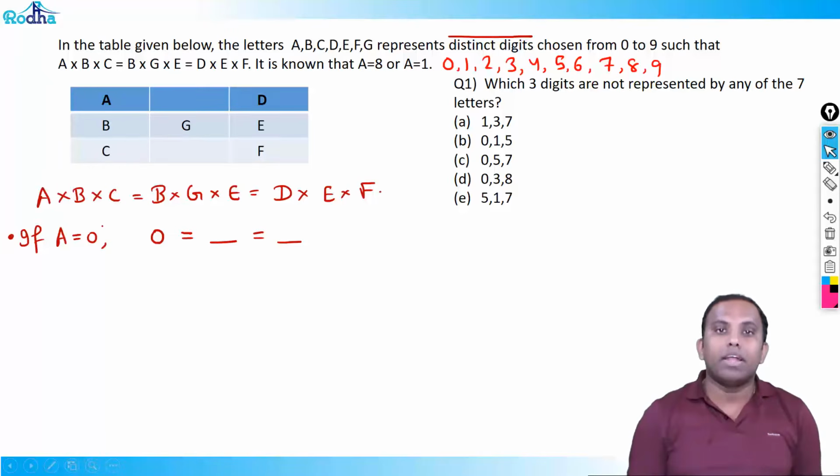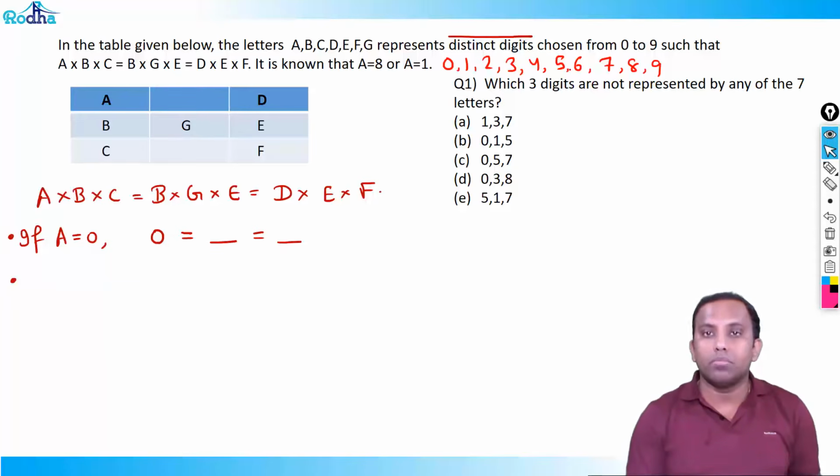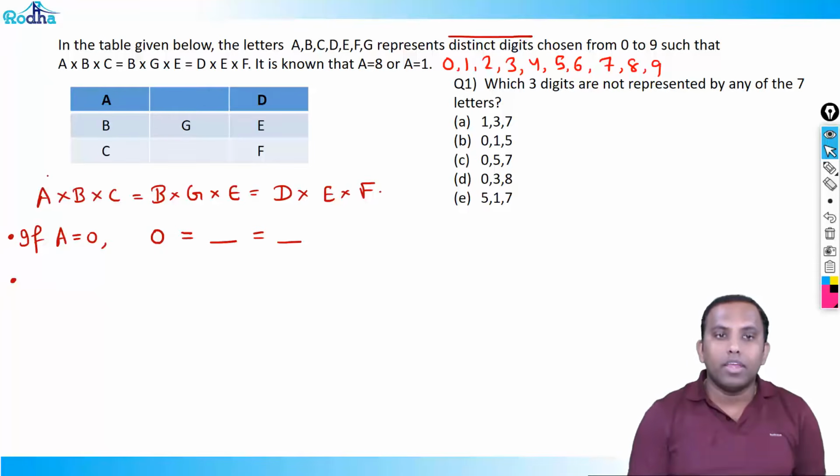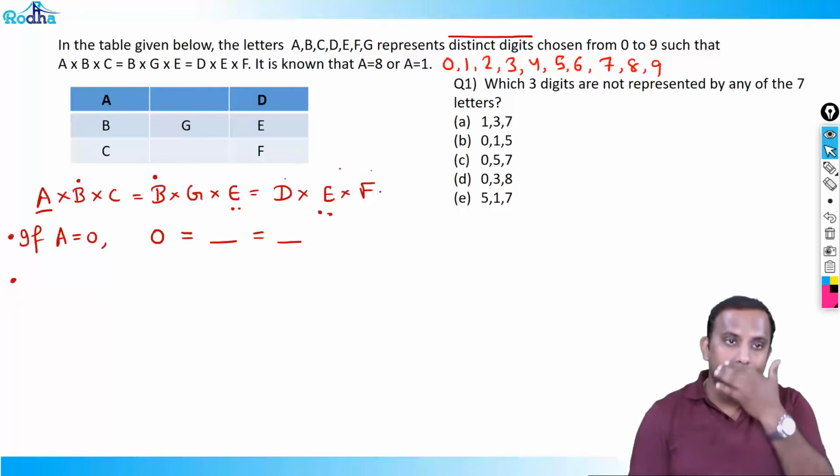So you can get an idea here. Now what is the next digit which cannot be any of the letters? Because of all these terms, you see here, A is occurring a single time, B is occurring double time, E is also occurring double time, and D and F are single time.